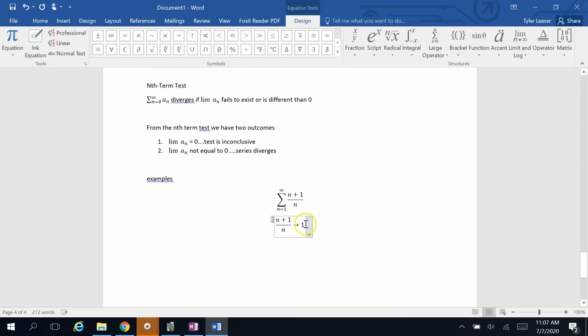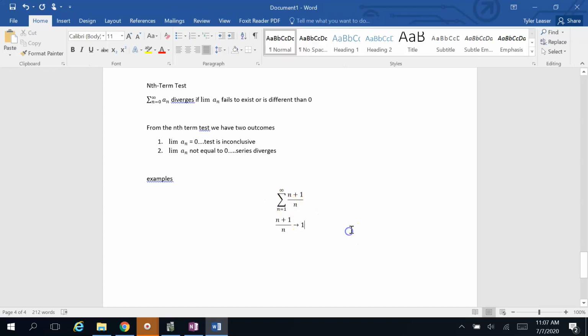which means that eventually we're just going to be adding the number 1 to my series over and over and over again. Well, if I'm adding the number 1 over and over again, then the series can't possibly converge. Thus, this series diverges. Since the sequence did not go to 0, the series diverges. Let's look at one more example.